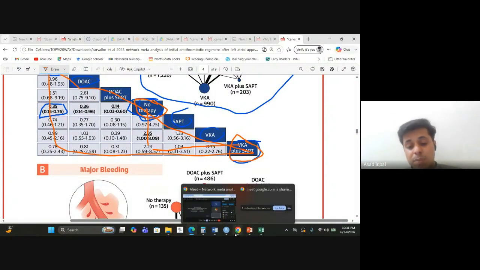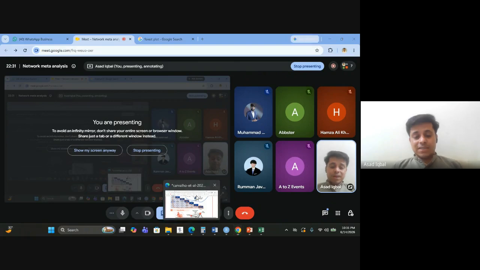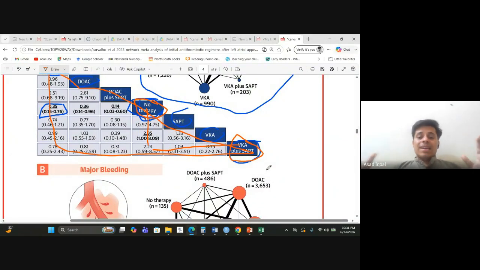Now, let me ask you people a question. Please listen, everybody. I need answers from you here because this is really important. My question is: is the device related thrombosis reduced? Look at this number. Is device related thrombosis reduced with no therapy compared to VKA plus SAPT, or increased with no therapy compared to VKA plus SAPT, or is there no difference in device related thrombosis if you give no therapy, I mean not treat at all, or give VKA plus SAPT? Please answer me.